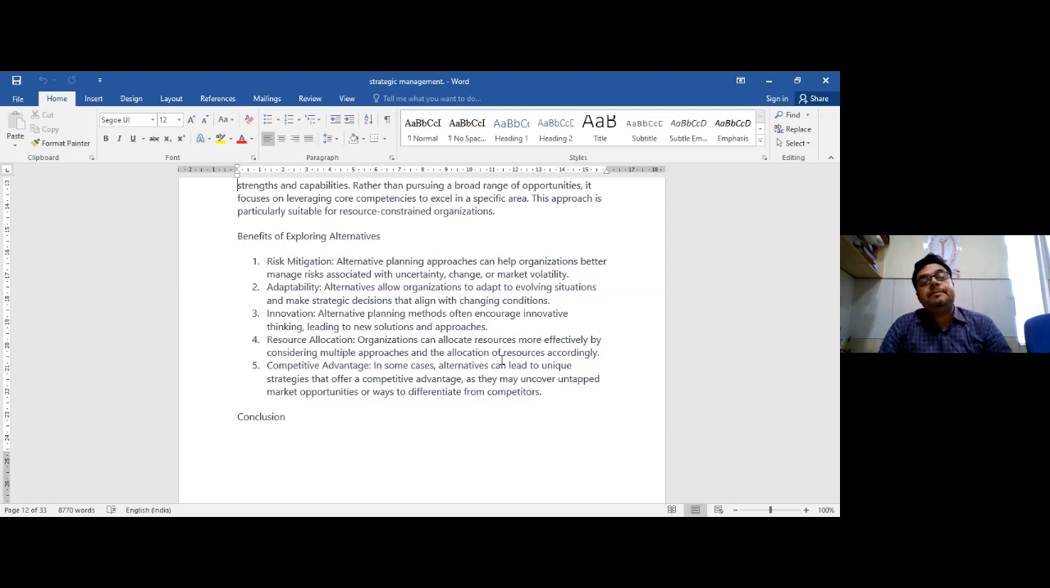Number two is adaptability. The various ways in which one can acclimatize to the changing conditions, which ultimately would allow organizations to adapt to the evolving situations, the situations which are very fast changing, and ultimately make the strategic decisions that align with the changing conditions.